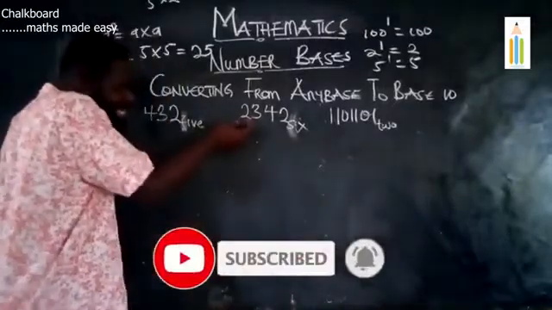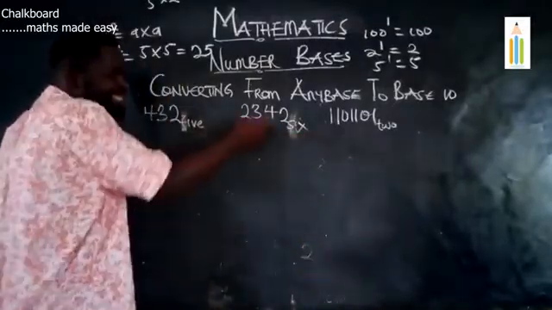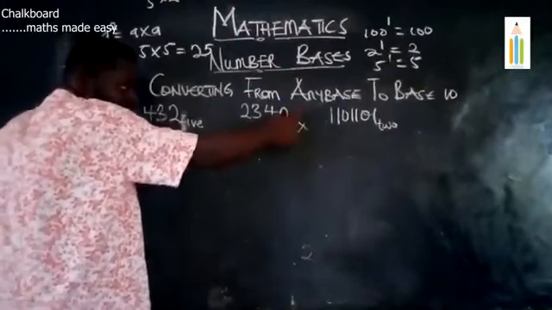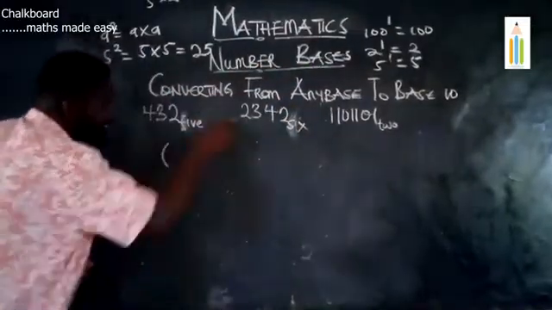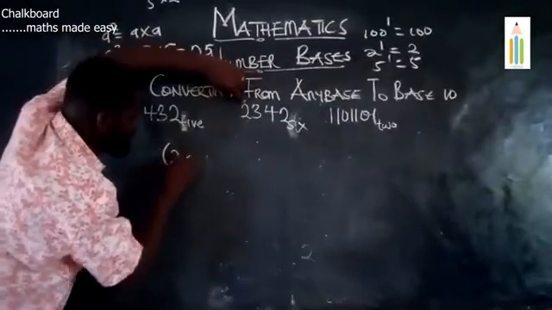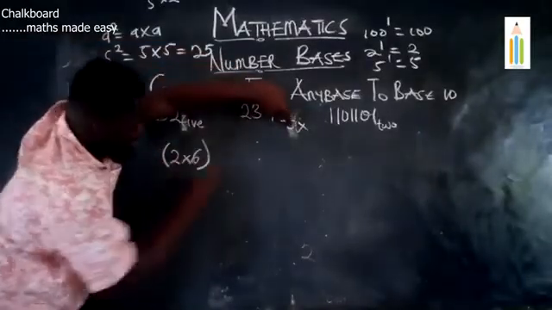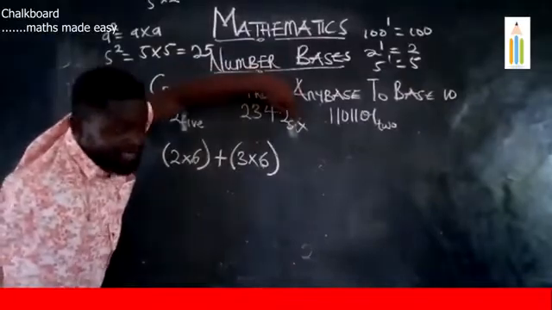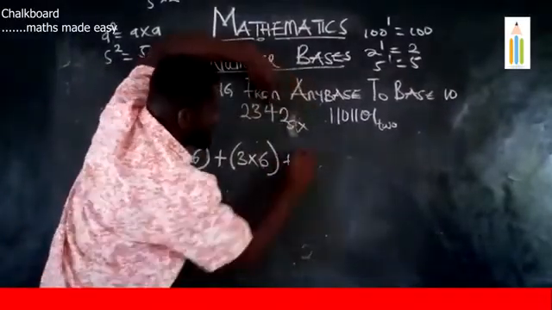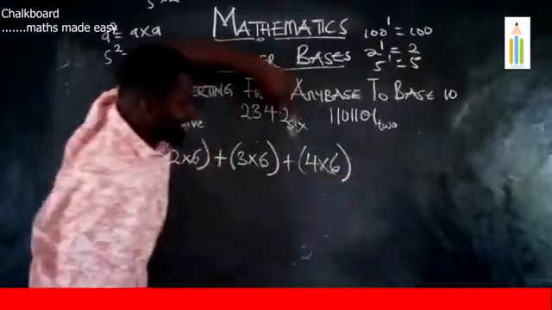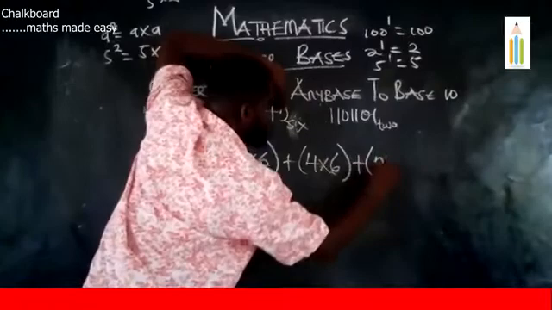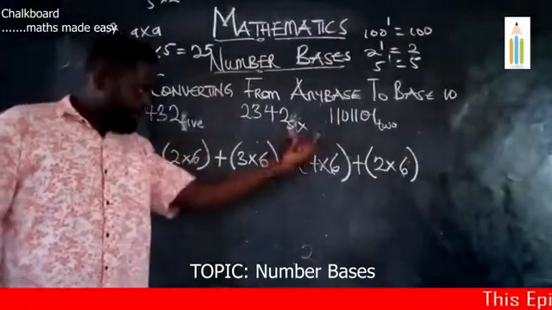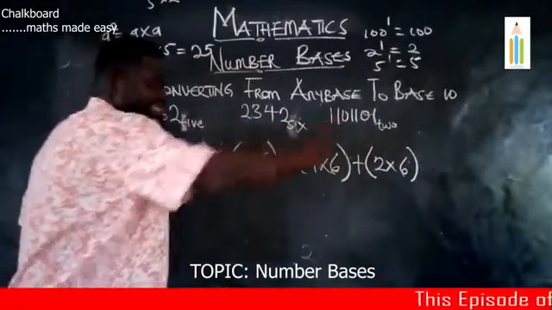Next, 2342 base 6. So the same way, we take the first number multiplied by 6, second number multiplied by 6, plus third number multiplied by 6, then the last one, 2, multiplied by 6. So that's the first step. So we take our first 2 here, multiplied by the base 6, then I close my bracket, then plus, then 3 times the base 6. Then I bring another plus. Then I have 4 times 6 again. Then I bring another plus. Then the last one is 2 times 6. So that's how I put it in brackets. Very good. Every number multiplied by the base. Then after putting it in brackets, I raise powers.